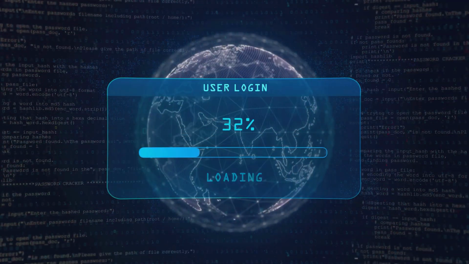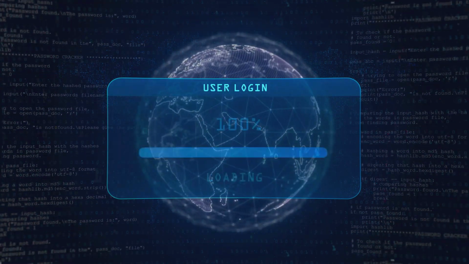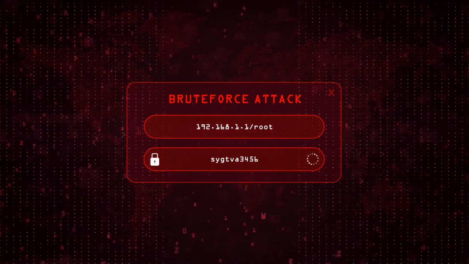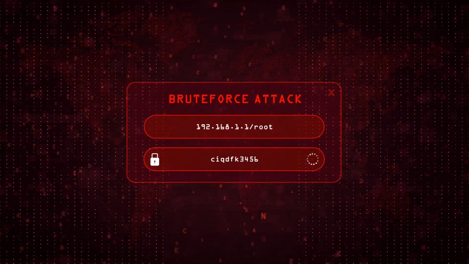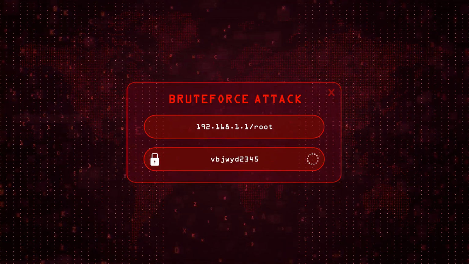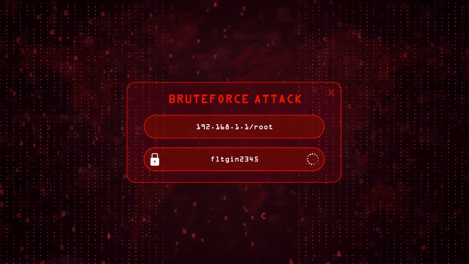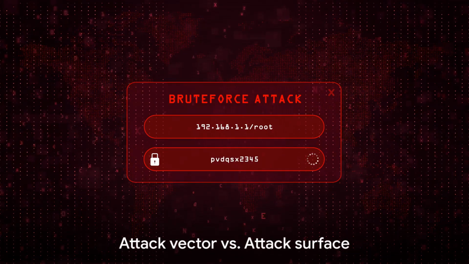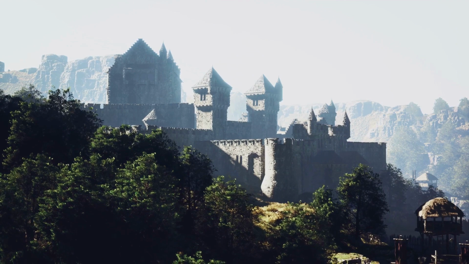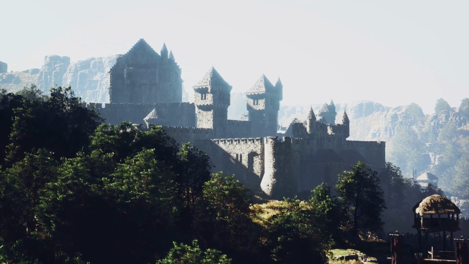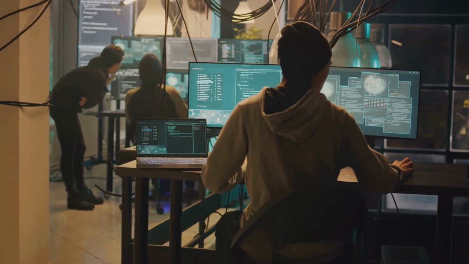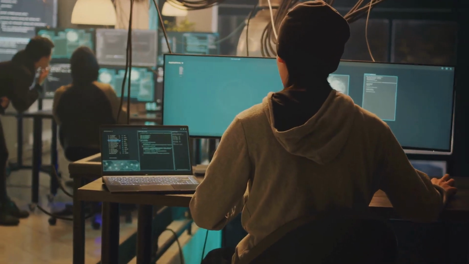On the other hand, an attack surface refers to the sum total of all the vulnerabilities in a system that an attacker can potentially exploit. Imagine a castle again. The attack surface would be all the windows, doors, and secret passages that could potentially allow an intruder inside. The difference between the two is crucial. While an attack vector is a specific path exploited by an attacker, the attack surface is the overall vulnerability of a system. Understanding these terms is key to strengthening cybersecurity measures and building a robust defense against cyber threats.